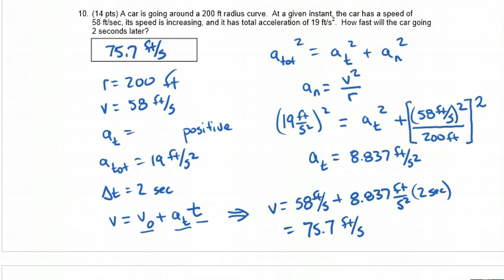Okay, the reason why we needed to know that the speed was increasing is that in this step right here we actually took the square root, so it could have been plus or minus. The increasing told us that it was the positive value.